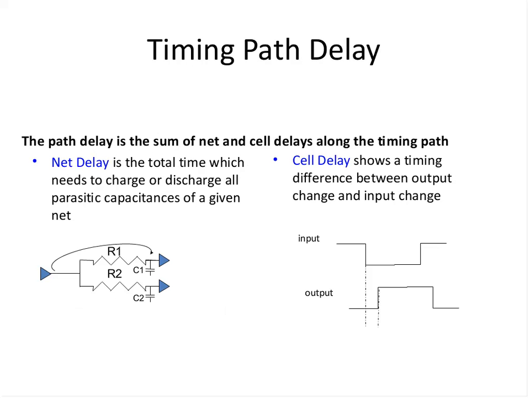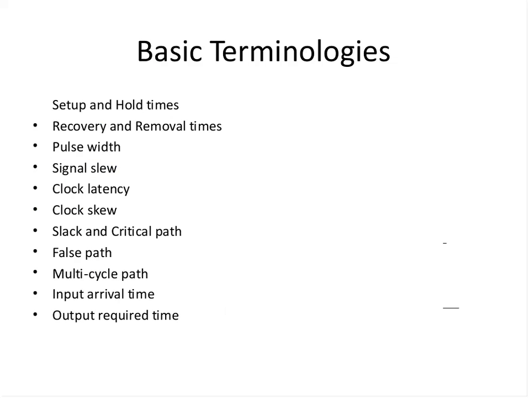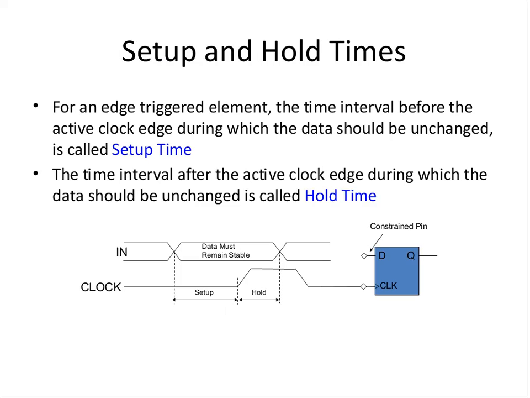Again, we have seen this: net delay is the total time needed to charge or discharge all the parasitic capacitances. Cell delay is nothing but the delay it takes the signal to traverse from input to output. So the path delay is the sum of net delay and cell delay. Now there are various terminologies. Most of them you are already familiar with, but I'll expand each of these: setup and hold times, recovery removal, pulse width, signal skew, clock latency, clock skew, slack and critical path, and these are timing exceptions, false path and multicycle path. Let's look at them. So I'll define this again.